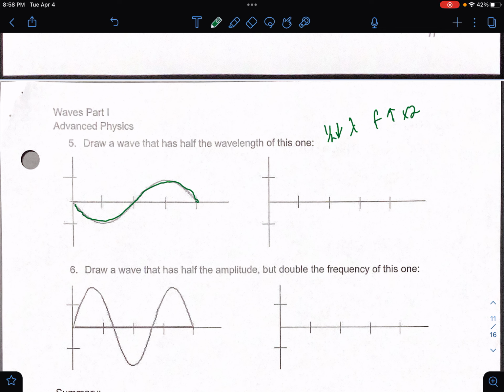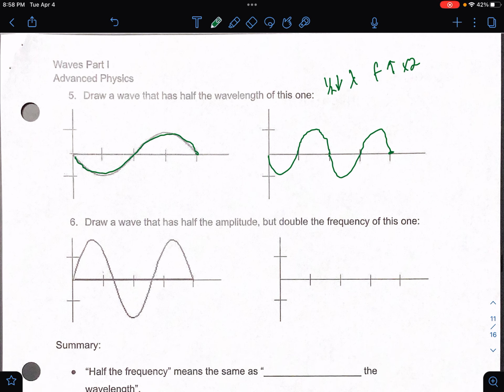Basically we're going to start going down. I need 2 waves in that same amount of time. So there's 1, and then there's 2. Okay, so that is what half the wavelength looks like. You're doubling the frequency, which means you're shortening the wavelength.